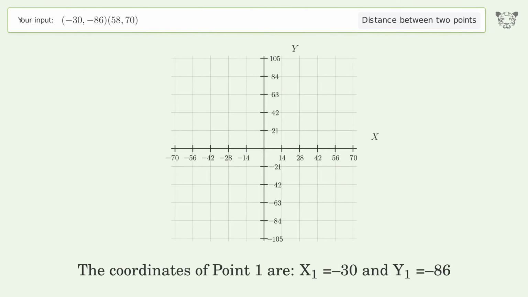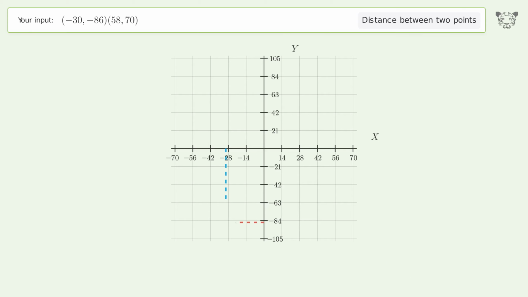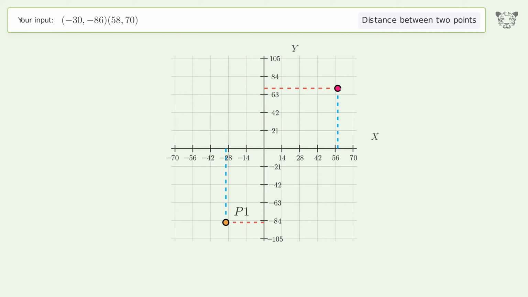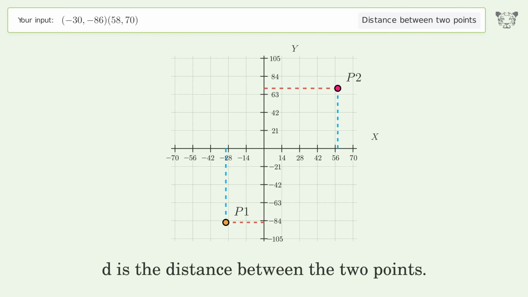The coordinates of point 1 are, x1 equals -30 and y1 equals -86. The coordinates of point 2 are, x2 equals 58 and y2 equals 70. D is the distance between the 2 points.